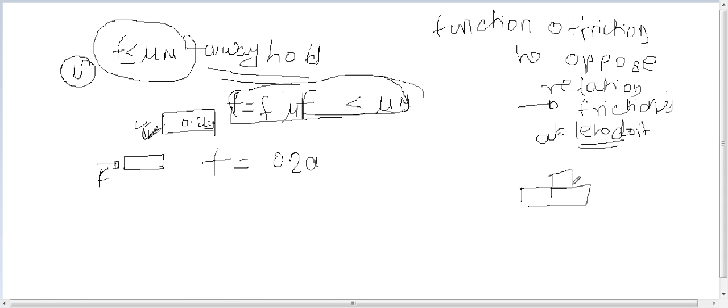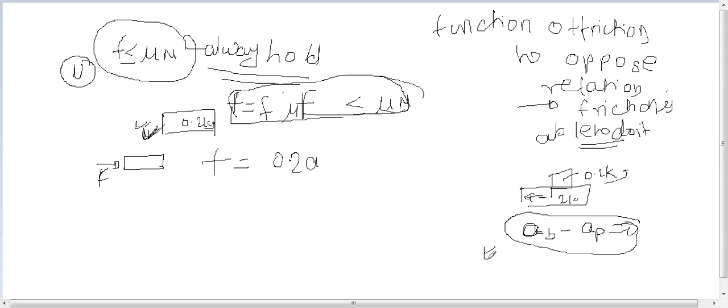If there is no relative motion, this means the acceleration of the 2 kg block and the acceleration of the 0.2 kg block are equal. The relative acceleration, a_B minus a_P, should be equal to 0, because there is no relative motion; initially they are at rest. So a_B is equal to a_P. You should think in this manner.